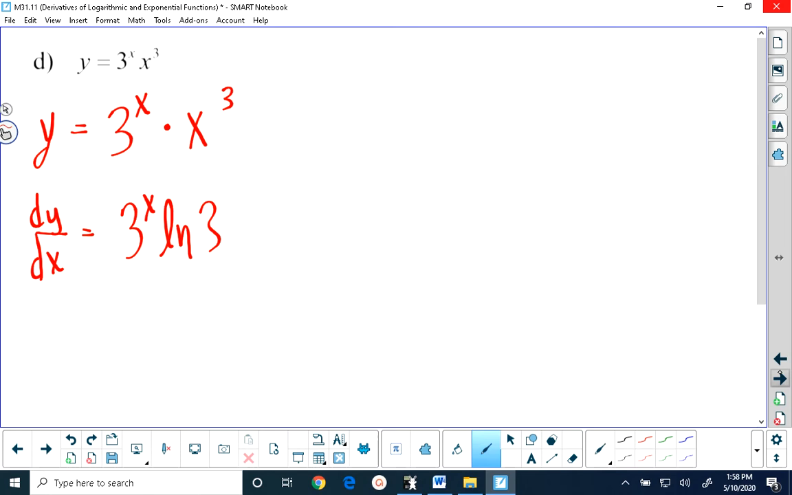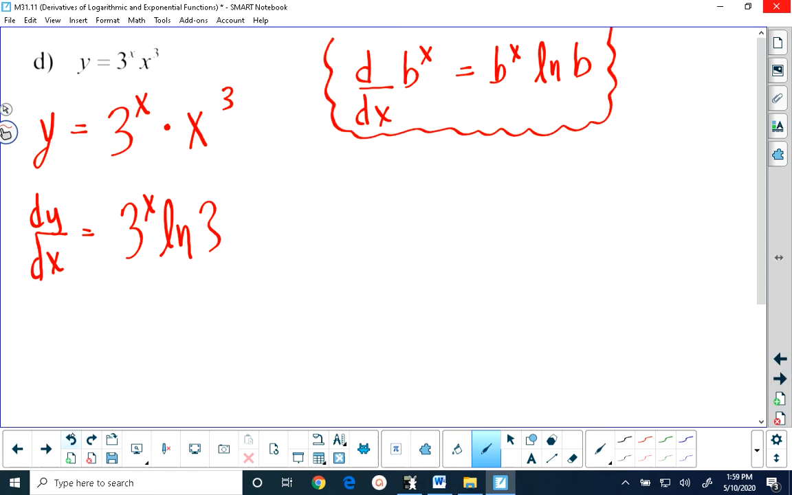How do I know that? I know that because if I look at a formula sheet, the derivative with respect to x of b to the x is b to the x ln b. Now after a while, you may not have to look at a formula sheet because you will remember it, but that is on a formula sheet. So that is just the derivative of the first. We still need to multiply by the second, and then we need to add the first, I'm using the product rule, remember, multiplied by the derivative of the second, which is 3x squared.